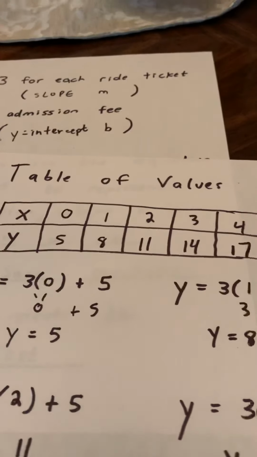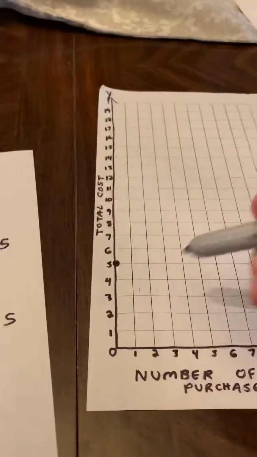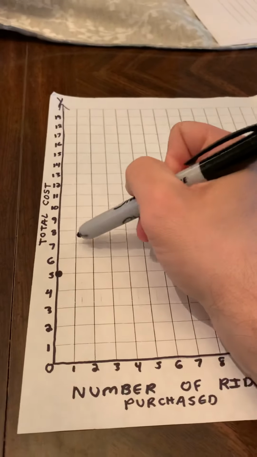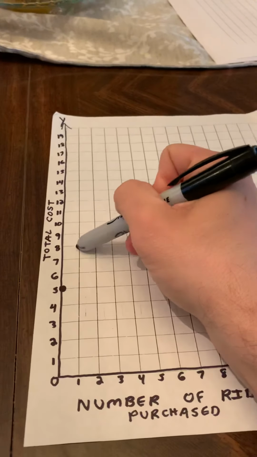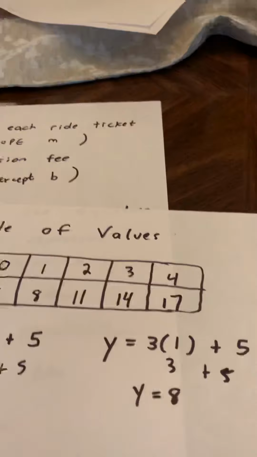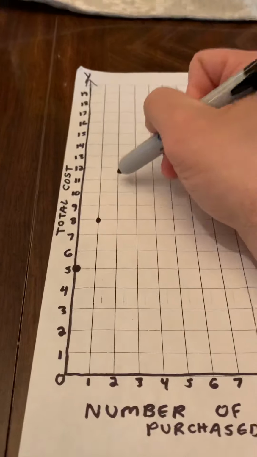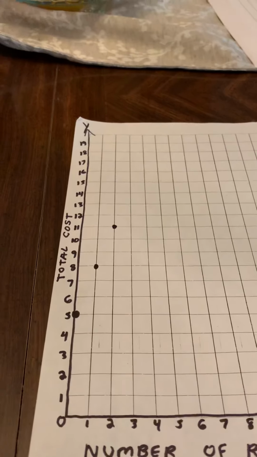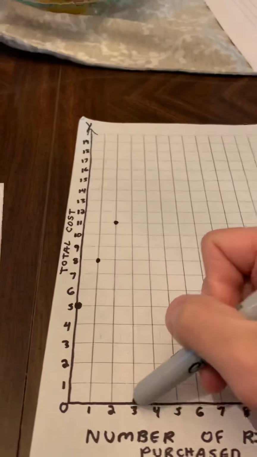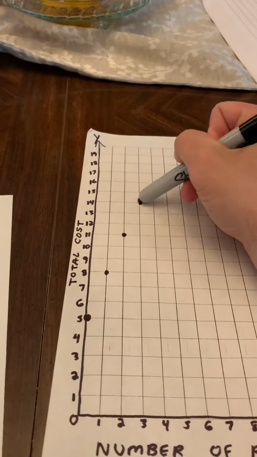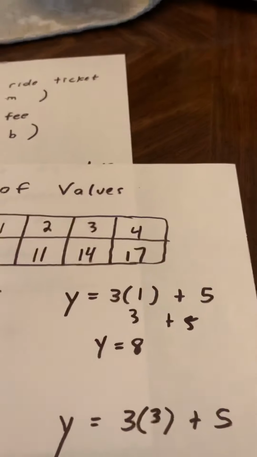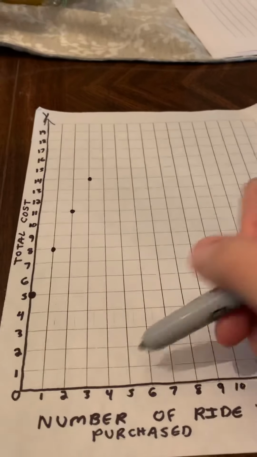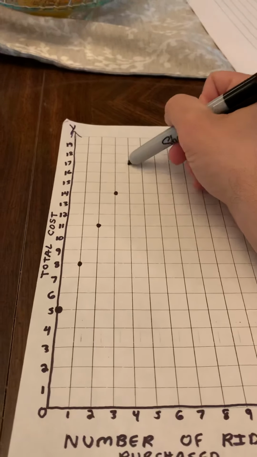We also saw if she purchased 1 ticket, the total cost would be $8. So I'm going to go to number of rides 1, go straight up until I get to 8. Okay, and so on. All right, next one would be 2, 11. Go to 2 on our x-axis, straight up till we got to 11. And we notice the points should be forming a straight line. Okay, the next one was 3, 14. Okay, and finally our last one was 4, 17. So 4 rides would cost her a total of $17.